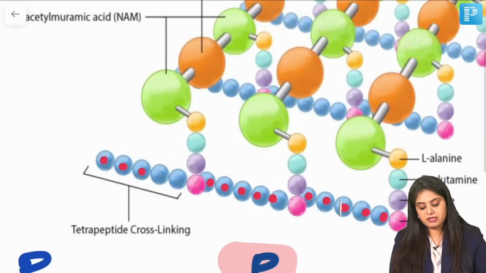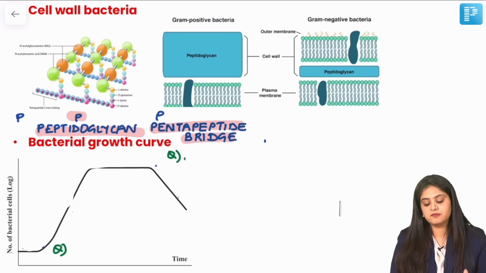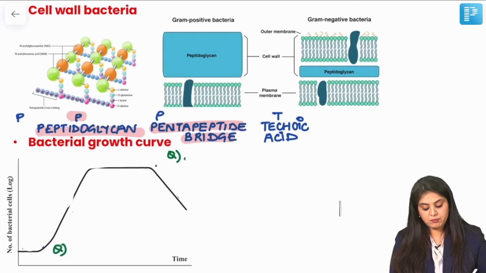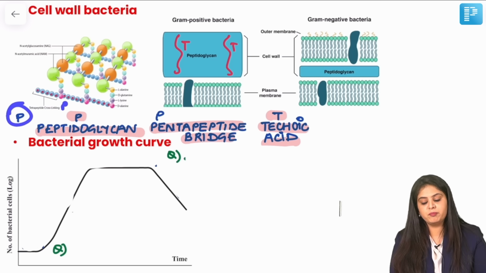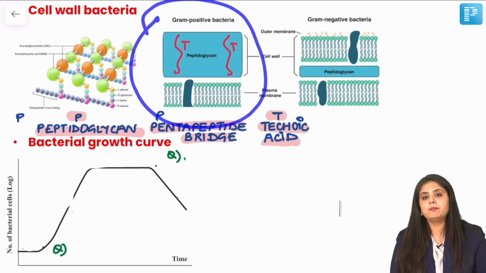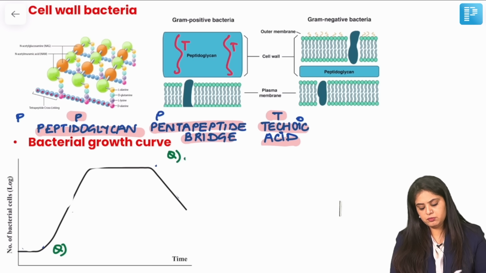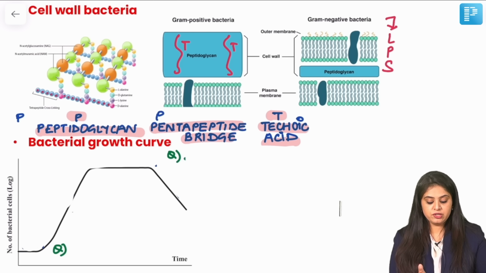Then the molecules are connected by 5 peptides. So there's a pentapeptide bridge that is more in favor of gram positive. And lastly, the gram positive also has something called teichoic acid, which will be mentioned over here. So whenever you see gram positive, you think of pentapeptide bridge, peptidoglycan, and teichoic acid. All of these are gram positive. Then what is in gram negative? It is predominantly made up of lipopolysaccharides. That's the anatomy. Now when I go on to the physiology, that's the growth curve.